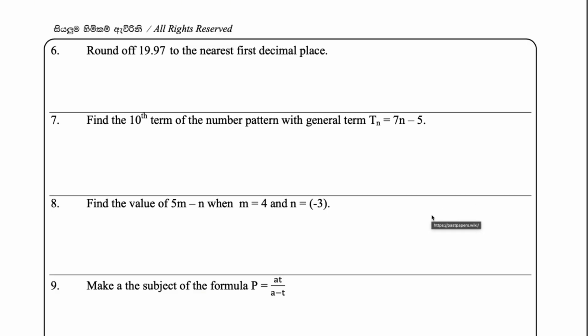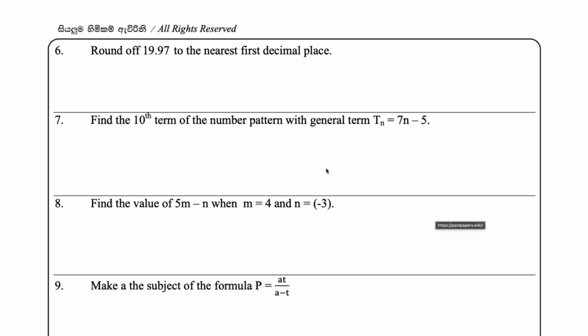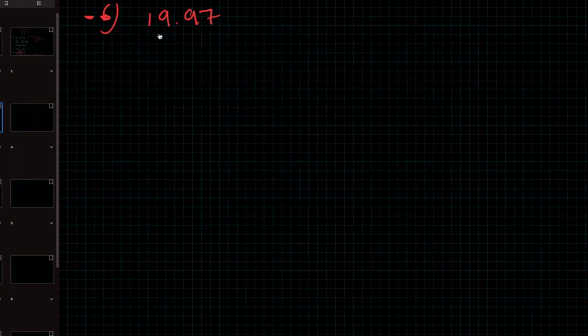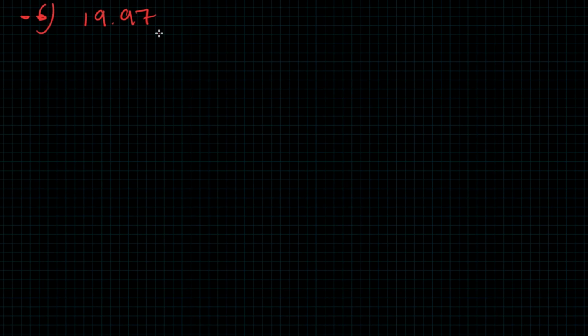Okay, the number 6. The sixth question is round off 19.97 to the nearest first decimal place. Okay, let's see. Now the number 6 is 19.97. So round off to the first decimal number. Rounding off to the first decimal number.